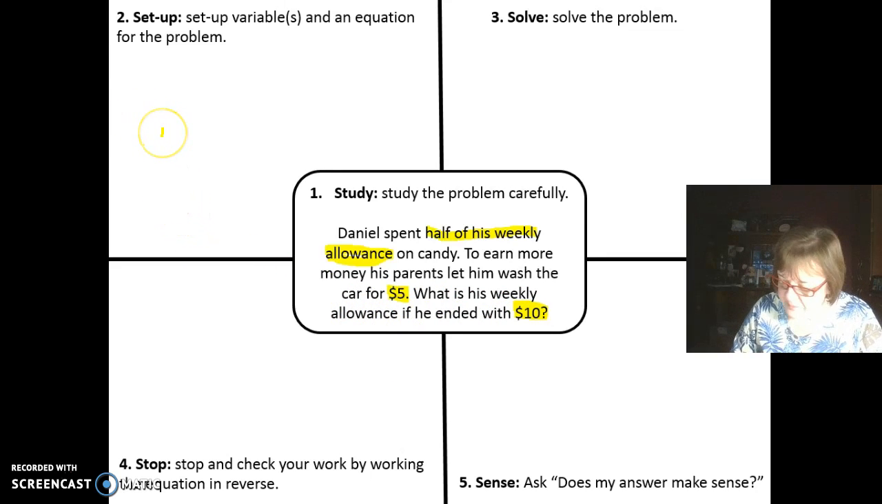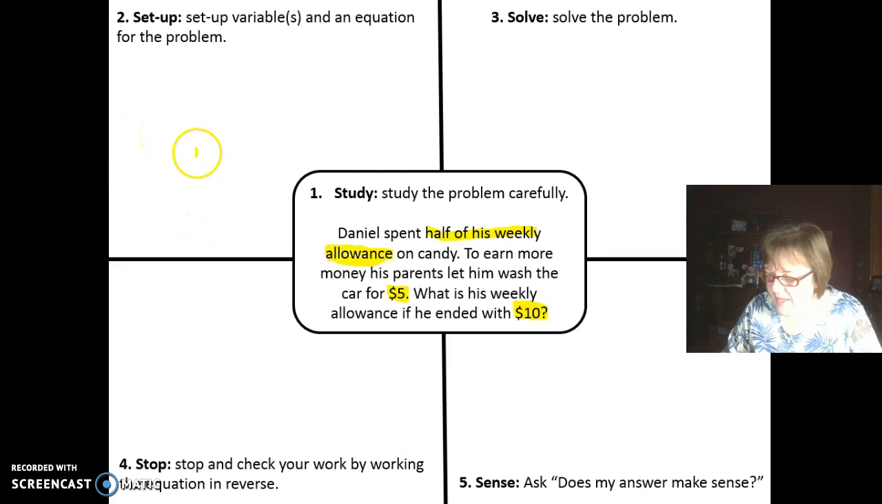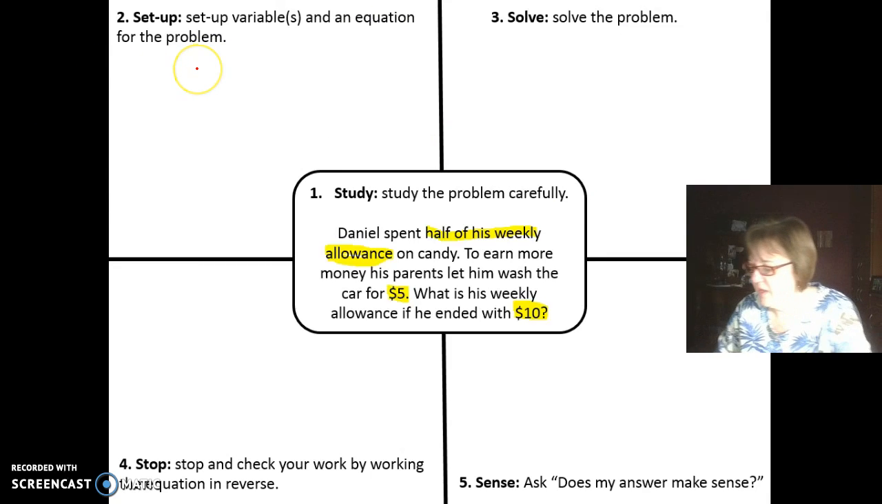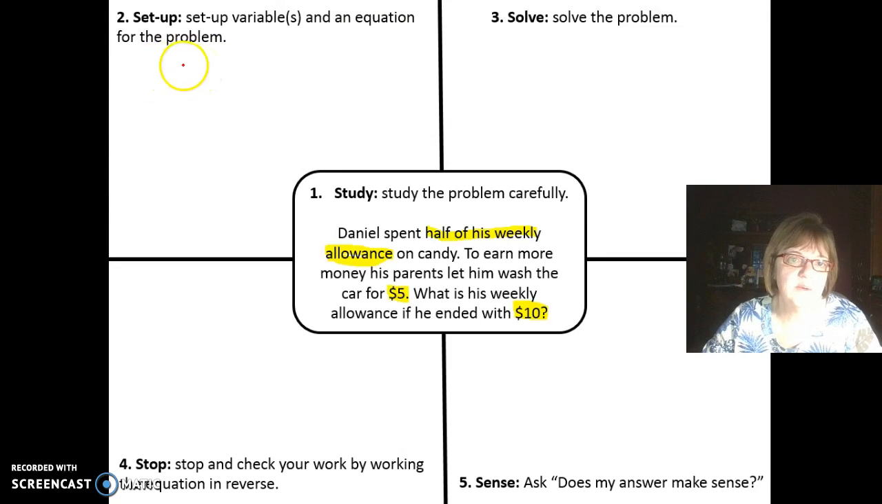So let's think about this. He spent half. Now, I can write that as a fraction, right? I can actually write that down, switching over to a pen here. Half of his weekly allowance. Because that is what we're trying to find out, his weekly allowance, let's just call it X. That's what we're trying to find out, X. But if he spent half of it, that's 1/2 X, right?